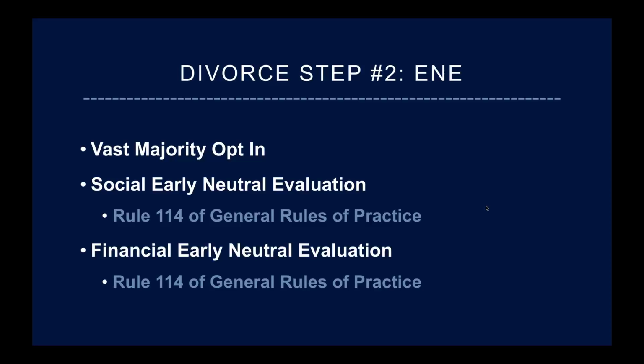That tide changed in about 2002 or 2003 when Hennepin County became the first in the state to adopt and create an early neutral evaluation program. And there are two types of early neutral evaluations. One is a social early neutral evaluation, social meaning custody or parenting time related issues, issues involving kids, and a financial early neutral evaluation involving finances, things like child support, division of property, and things like that.